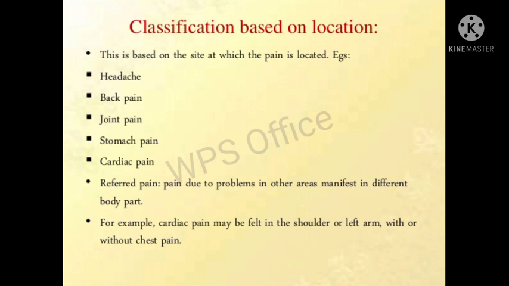Another example is also given. Cardiac pain may be felt in the shoulder or left arm with or without chest pain. So when the person is actually having pain in the heart, it may radiate to the shoulder or the left arm with or without chest pain. So this is an example of referred pain. So these are all based on the location.